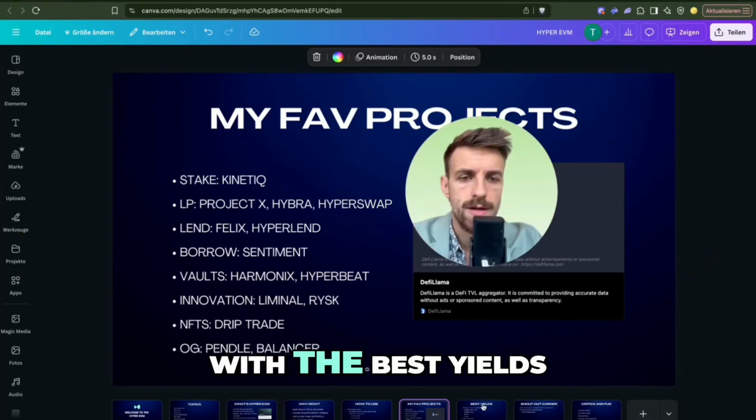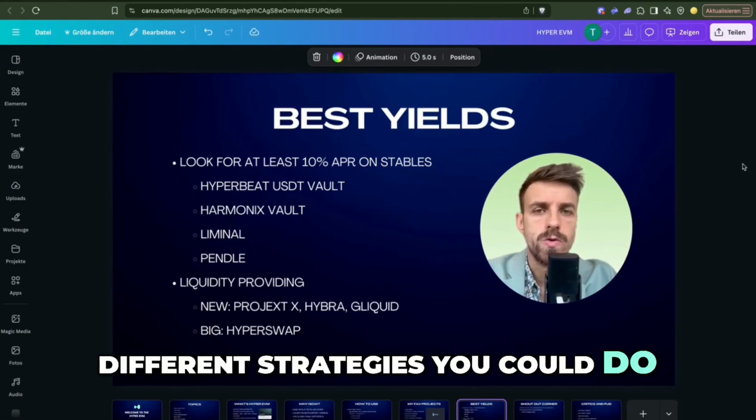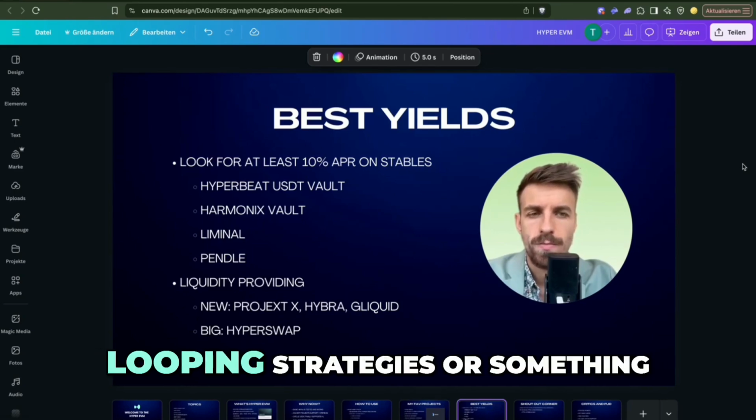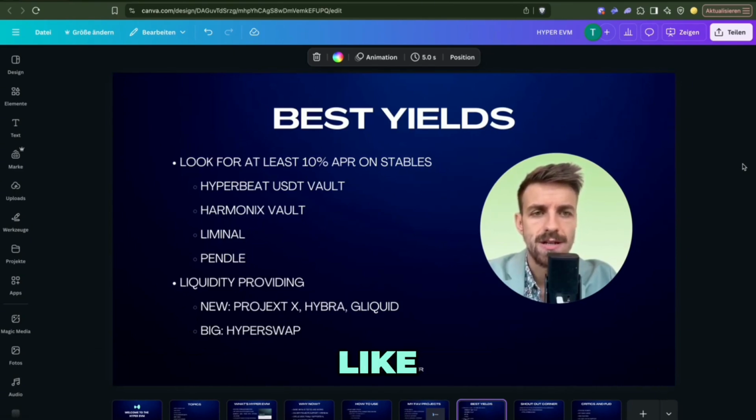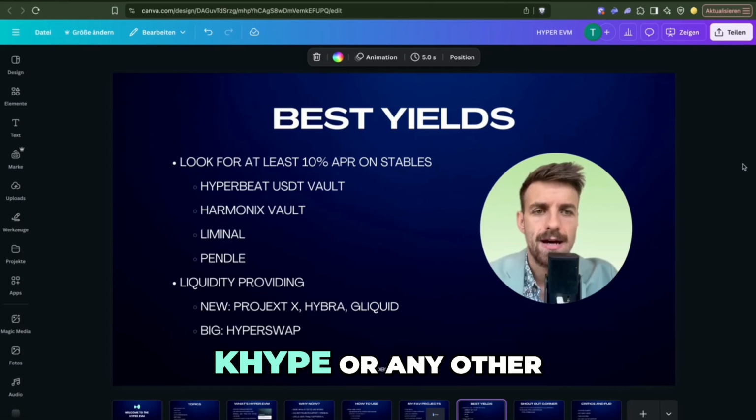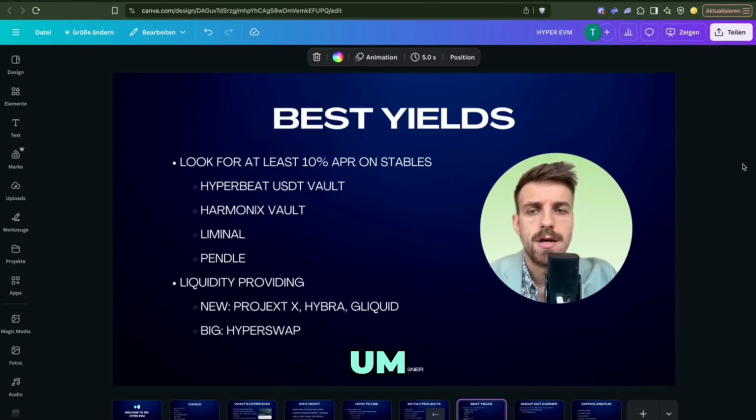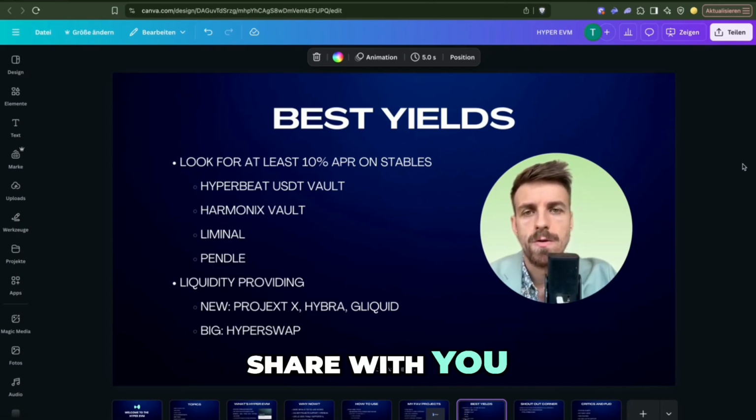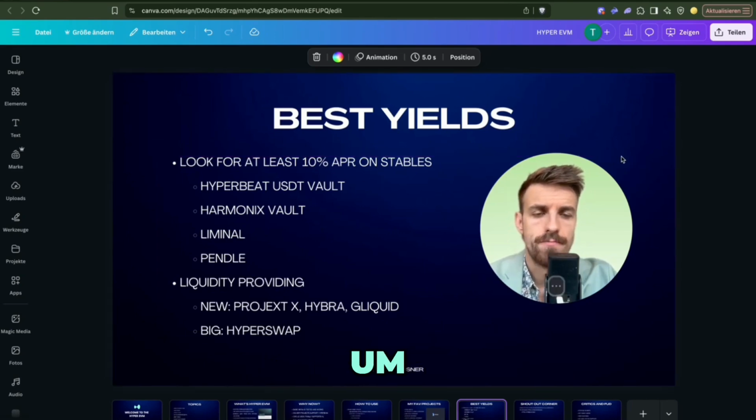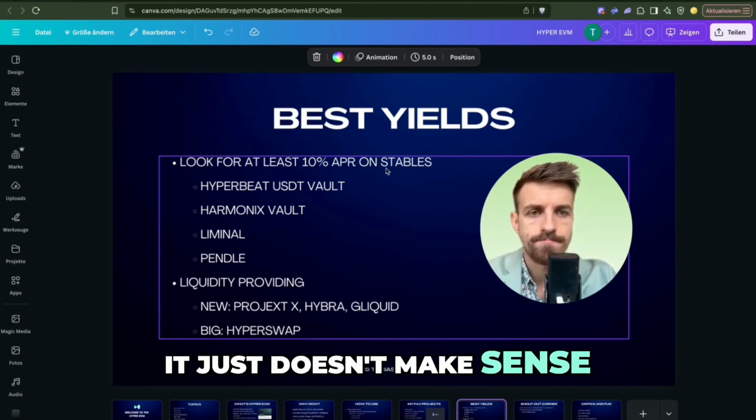But let's keep going with the best yields. There are a lot of different strategies you could do, and I'm by no means an expert in looping strategies or something like that. I've seen this over and over again, but I'm really, really hesitant to loop my K-Hype or any other form of hype too much because I don't want to get liquidated. But basically, what can I share with you? Look for at least 10% APR on stables. I don't touch anything below 10% APR on stables because it just doesn't make sense.